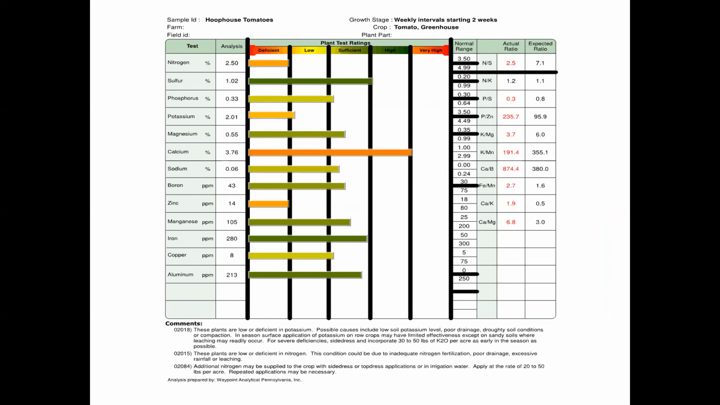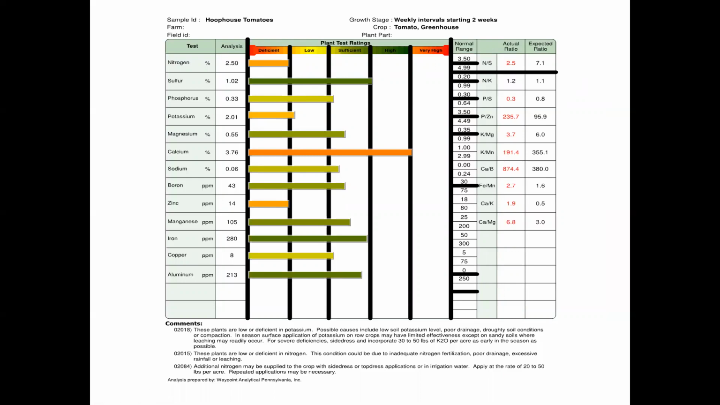So here, if you look at this, we can see that, of course, nitrogen is at 2.5%. These are on high tunnel grown tomatoes. I'm not sure what their growth stage was on these. I think this is probably fairly young.